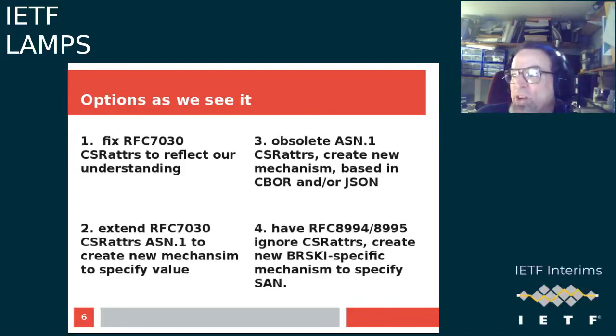So another possibility is we could have 8994 and 8995 just do something else that's very specific to our environment, and not try to create any kind of a JSON or CBOR update to 7030 for others. In that case, we do whatever we like, and we could ignore the rest of you. And I think that was my last slide.